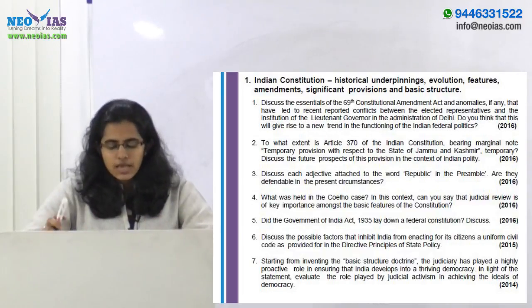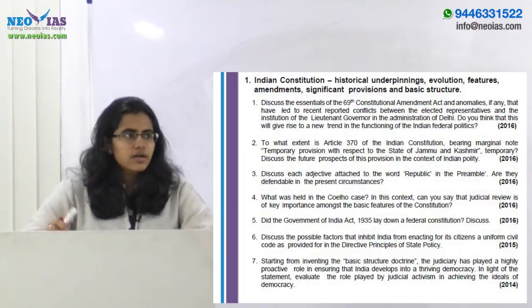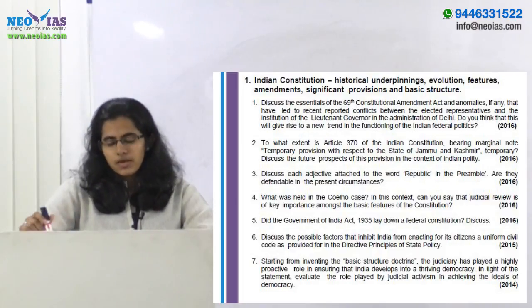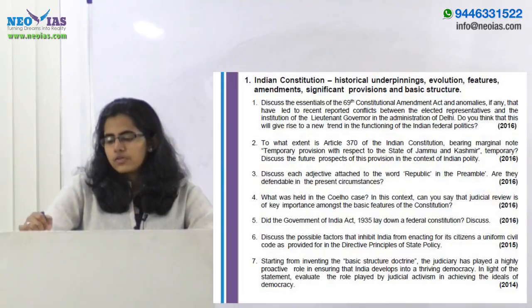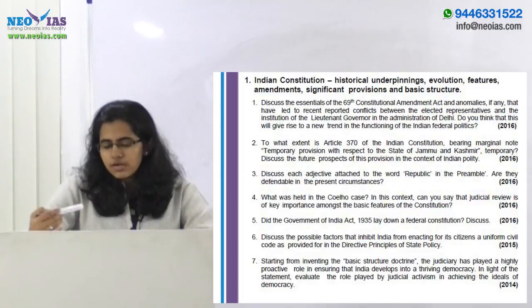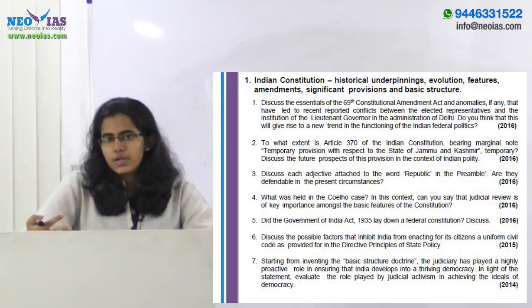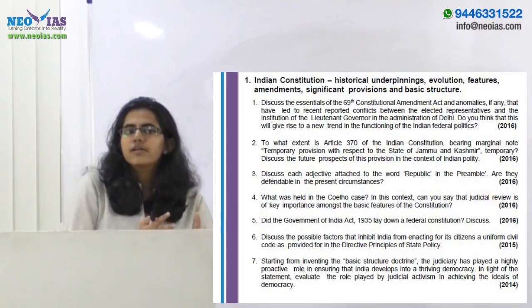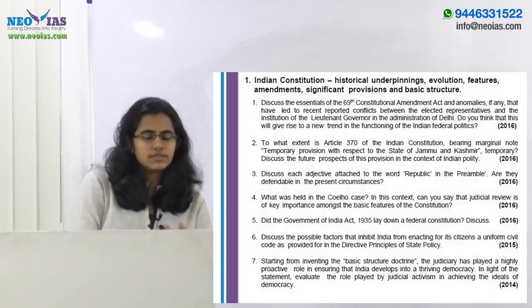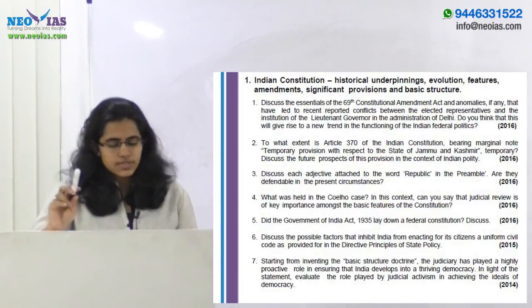The fifth question is: did the Government of India Act of 1935 lay down a federal constitution? Discuss. So it is all about the Government of India Act of 1935. When you analyze this, it comes under the historical underpinnings, that is, 1935 is one among the historical underpinnings. So this you can also classify under the conventional areas. So that is the fifth question. Now look at the sixth question.